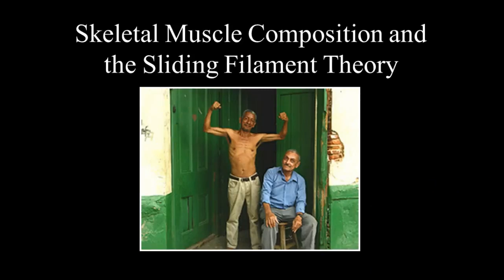This lecture video is going to look at skeletal muscle composition, so how is a skeletal muscle organized, all the way down to the organelle level, and the sliding filament theory, which is basically all of the series of events that has to occur in order for your muscles to contract. So those are the two things that we're going to look at: what a muscle is made out of and what has to happen in order to make that muscle contract.